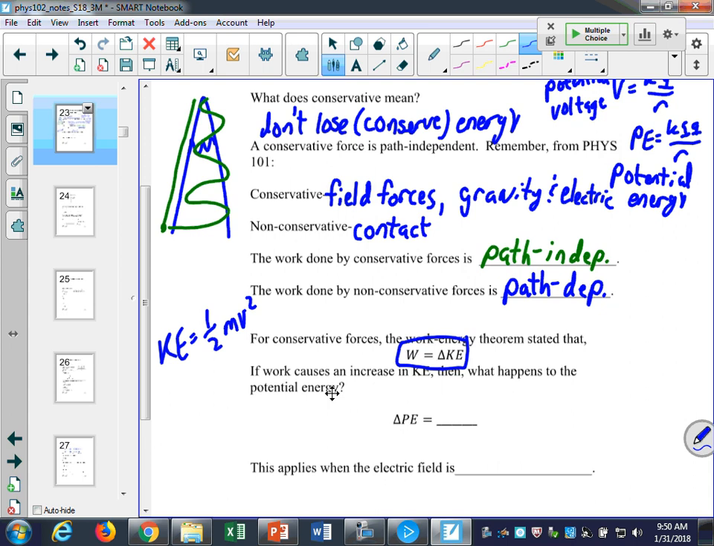Right, it's going to decrease because I have a set amount of energy, and if I change one, then the other is going to act in response, the opposite. Because I have this much energy. If I add some, or if I increase one side, I have to decrease the other side. So the potential energy, if the work causes an increase, will decrease. So the potential energy then is equal to the negative of the work. And this applies only when an electric field is constant.